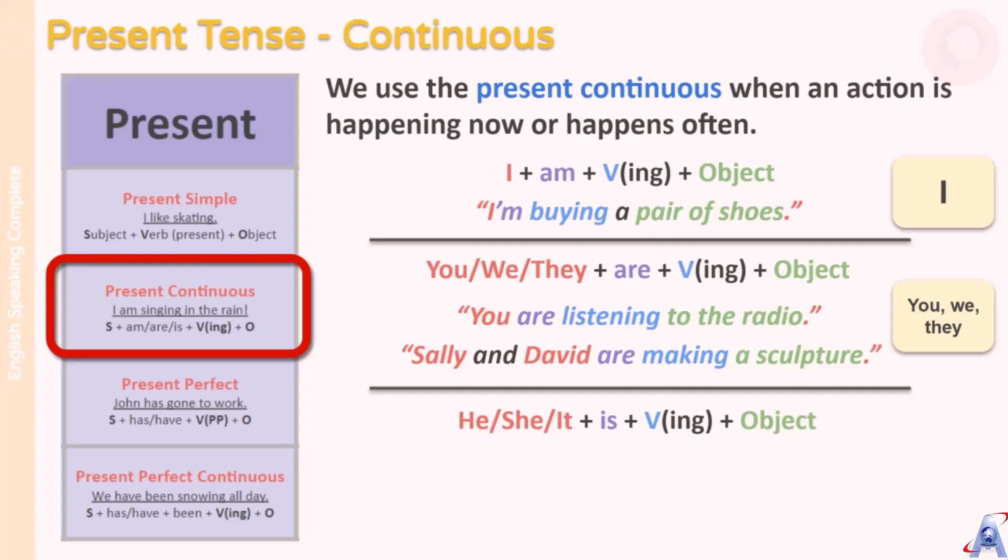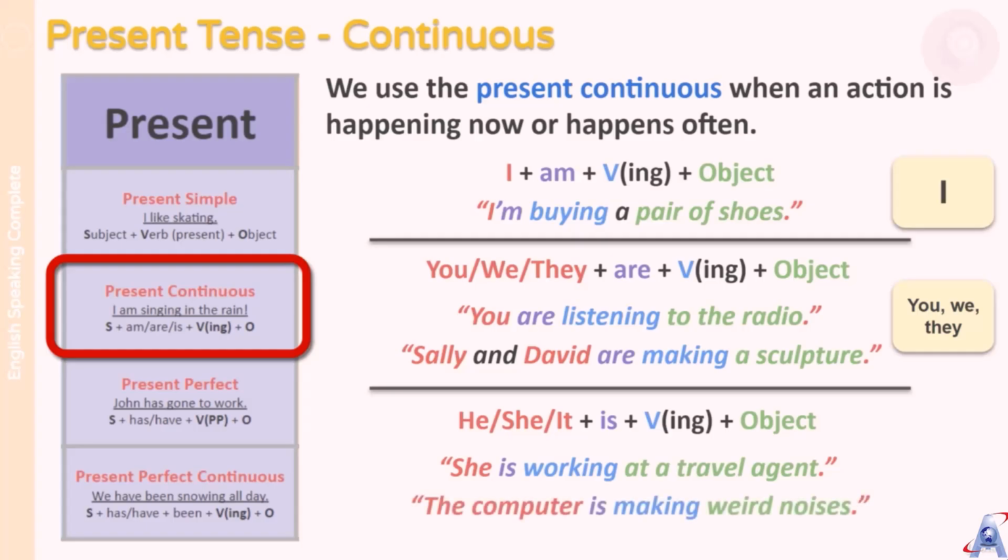And for third person singular, he, she, it, we use is plus verb ing plus the object. She is, she's working at a travel agent. The computer is making weird noises. How could we make the contraction? The computer's making weird noises. Very common in speech to use that contraction. And there we have our third person singular pronouns, he, she, it. Okay, so that is how we make the present continuous tense depending on the subject and pronoun that we're using.